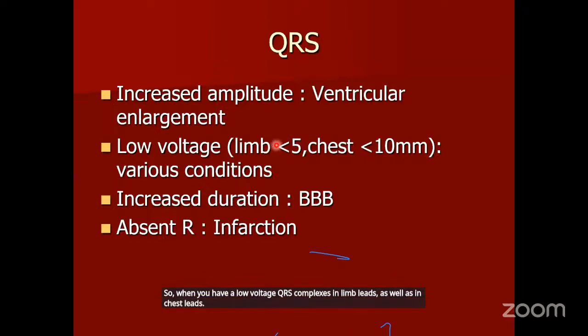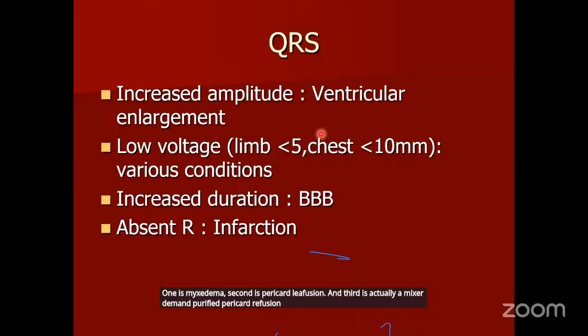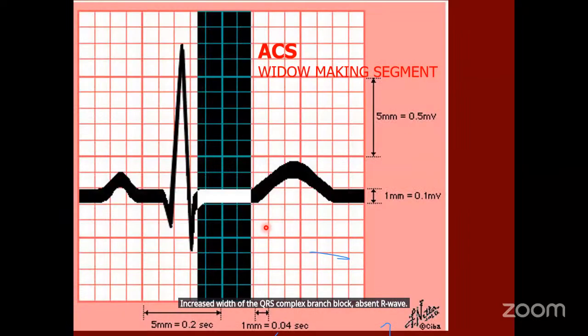to suspect three conditions. One is myxedema, second is pericardial effusion, and third is actually myxedema, pericardial effusion, and also you can have obesity where the limb and chest leads are going to be low voltage. Increased width of the QRS complex suggests bundle branch block, and an absent R wave can be myocardial infarction.